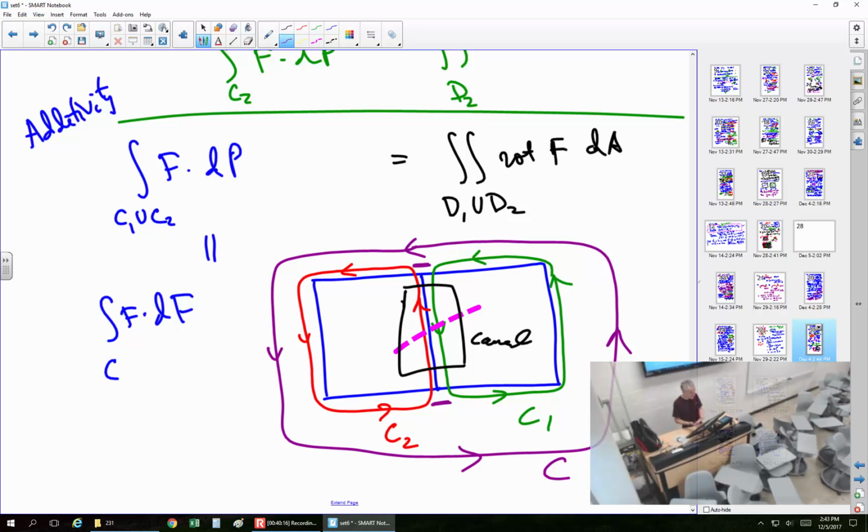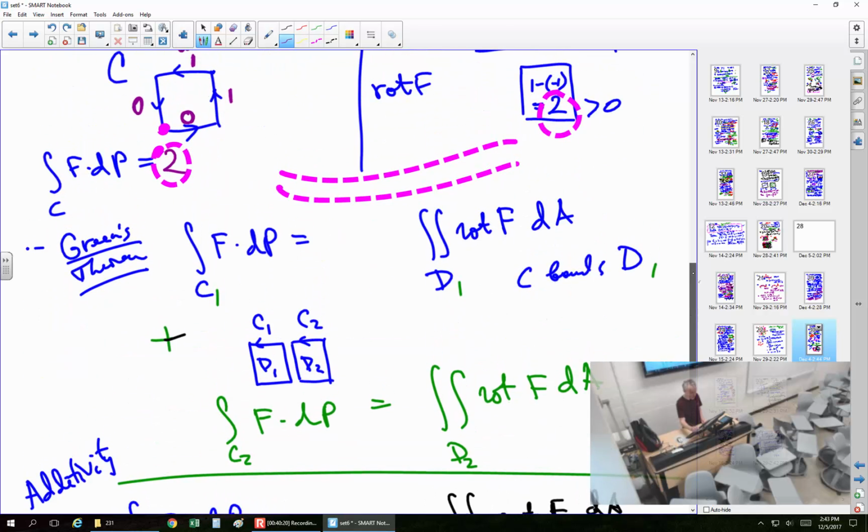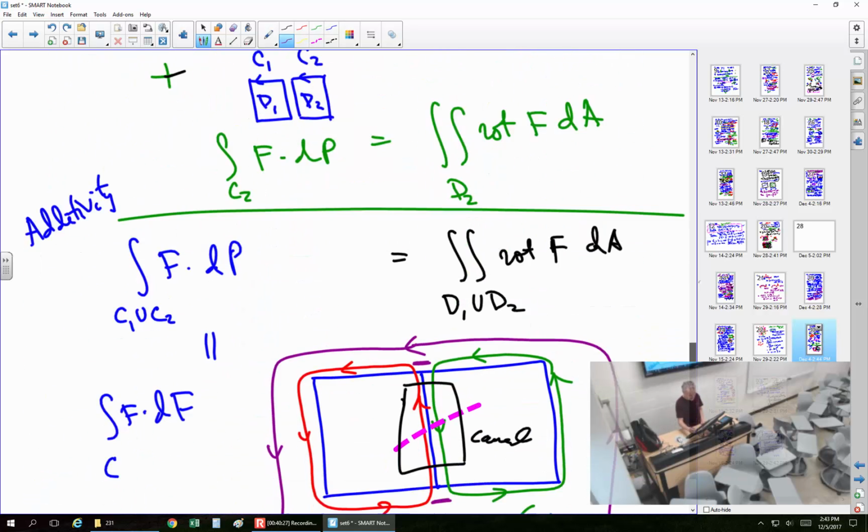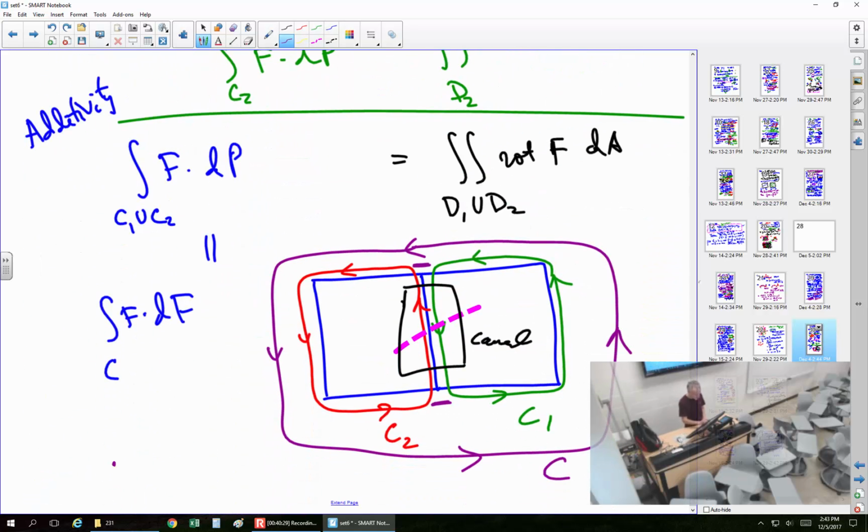Okay, so what is the point of this cancellation? The point is to come back to our original statement over here, and this is C. The statement was that the curve bounds the region, and it does. Okay, so this C bounds D1 union D2. Well, we could call it D again. So adding an extra square to our situation does not change the formula. We still have the same formula.